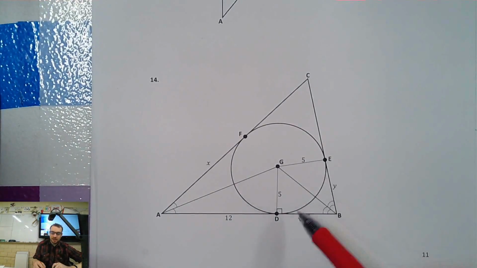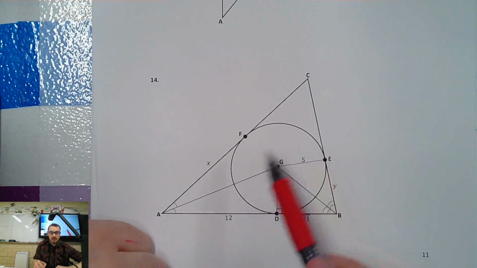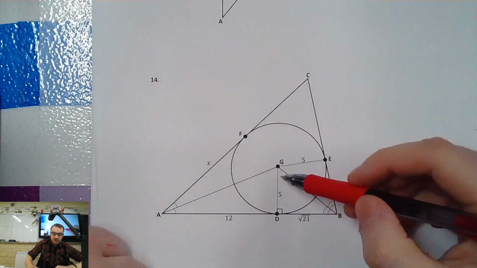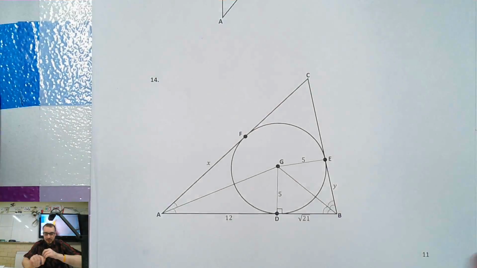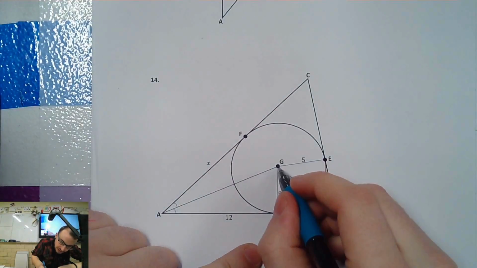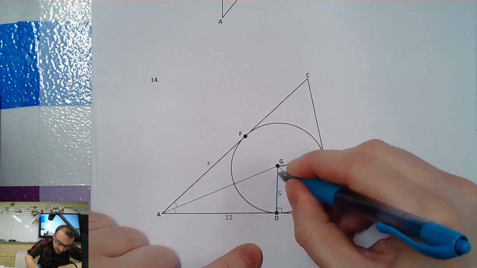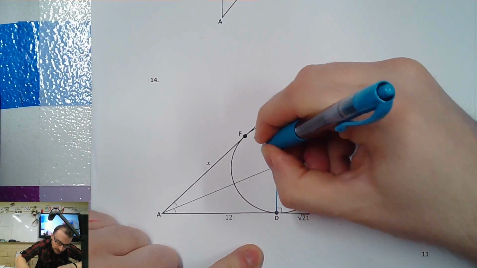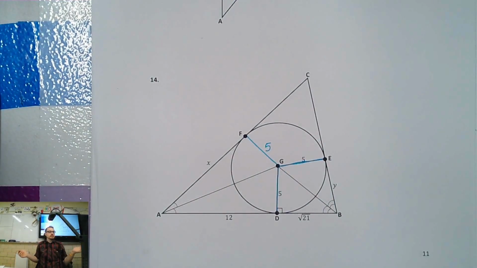So what kind of center must this be? Incenter, because it's an inscribed circle in a triangle, right? Now, that means this and this must be what? Radii. Good. So if that's a radius, G to anywhere on the circle will be 5, which is why they're congruent. So G to F will also be what? 5. Good. No proofs required. We're just applying it, okay?